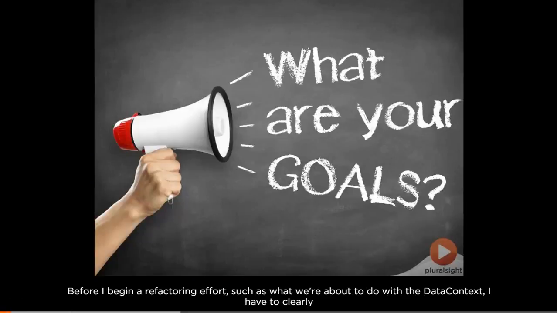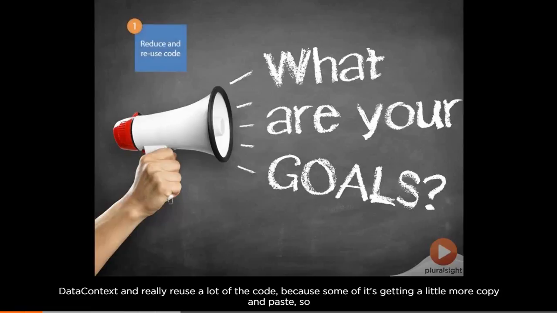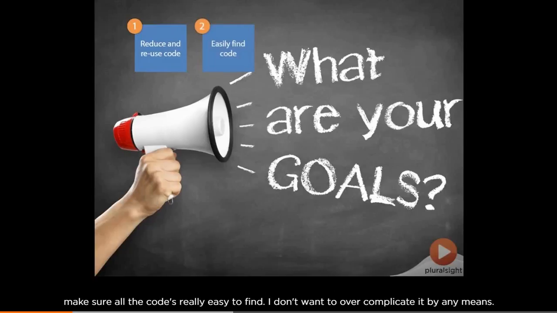Before I begin a refactoring effort, such as what we're about to do with the data context, I like to clearly lay out what my goals are. So let's do that first. First, I'd like to make sure I can reduce what's in the data context and really reuse a lot of the code, because some of it's getting a little more copy and paste. So we're going to divide up the responsibilities for the code in our refactoring effort. And then I also want to make sure all the code's really easy to find. I don't want to overcomplicate it by any means. So as we refactor the code, we'll make sure we stick to these goals.